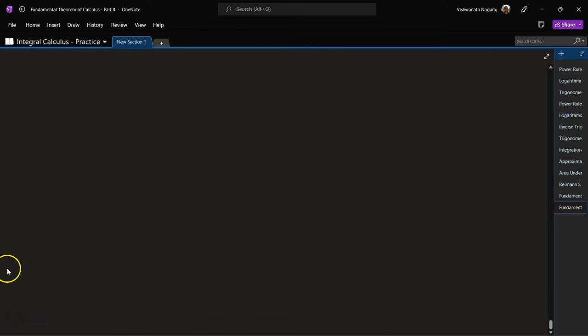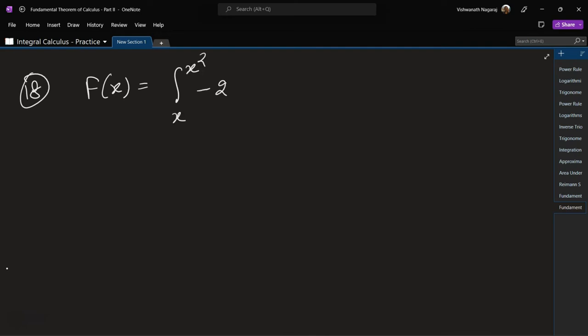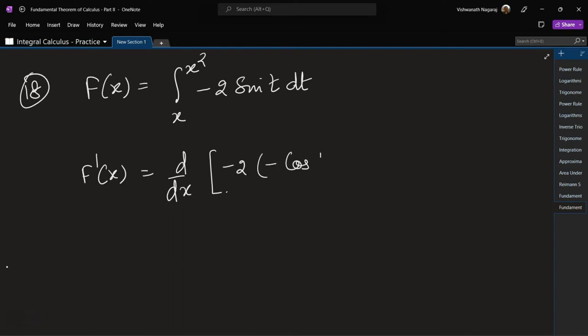And finally, the 18th one, capital F of x is equal to the integral from x to x square of minus 2 sine t dt. So F prime of x is equal to d by dx of, let's directly integrate, minus 2 times minus cos t from x to x square.